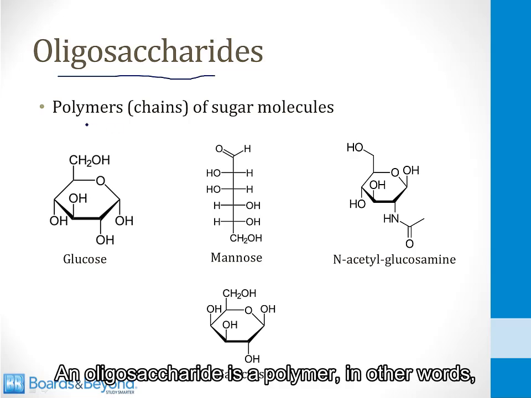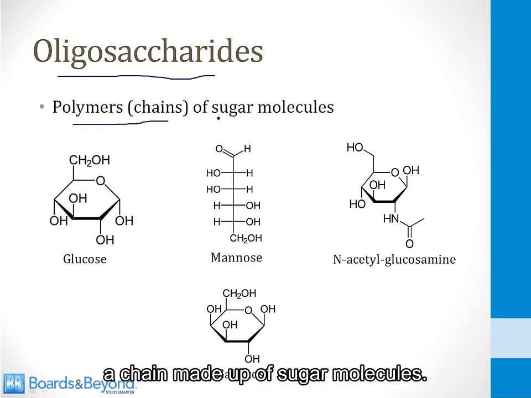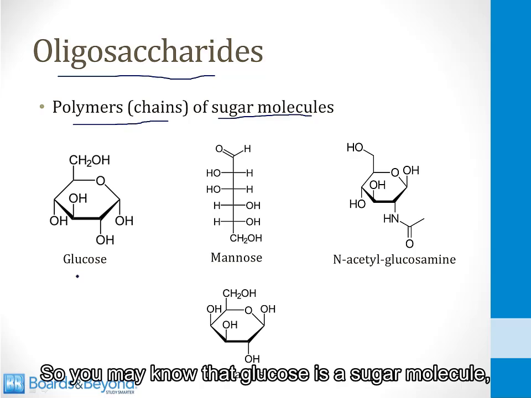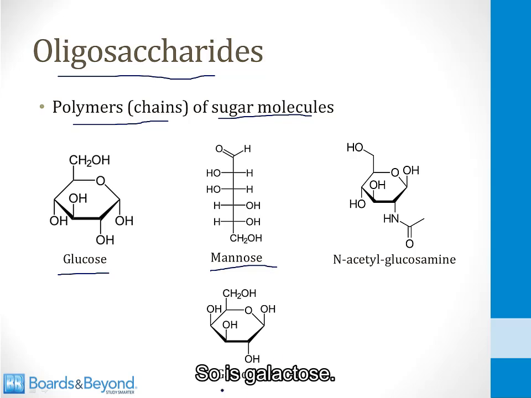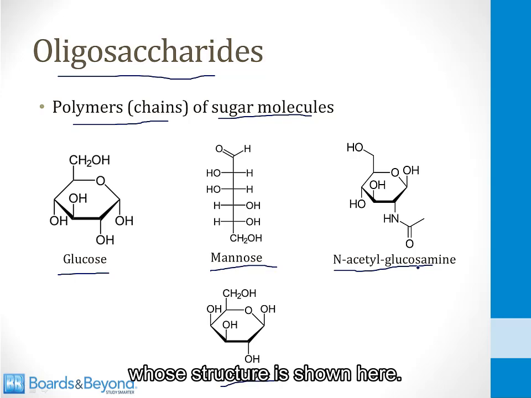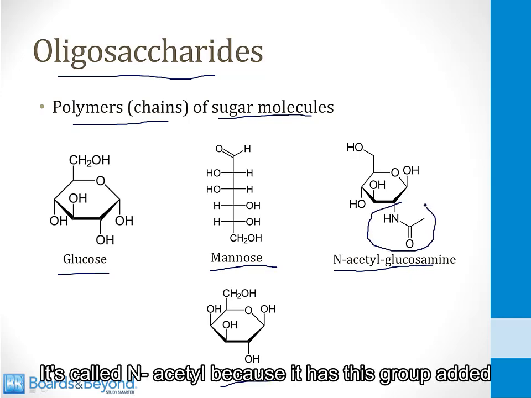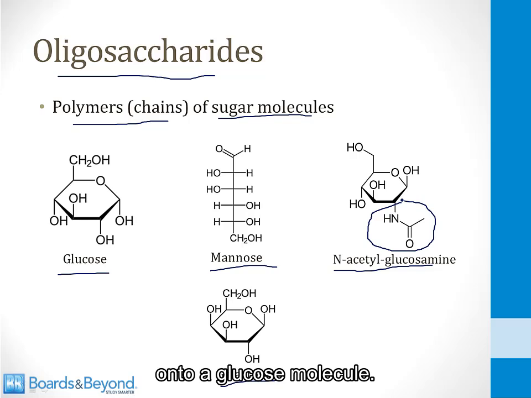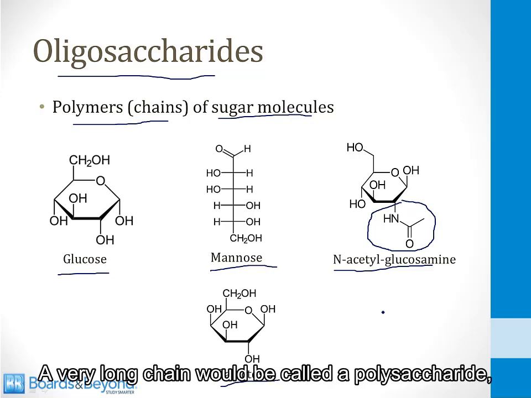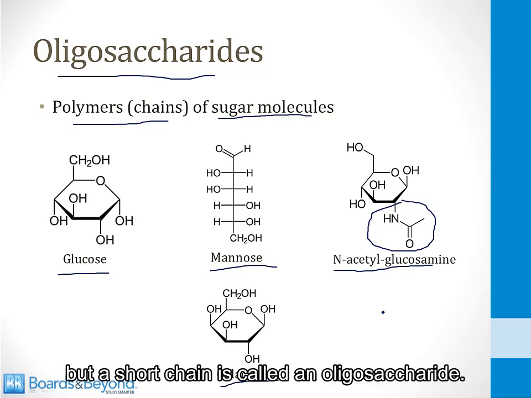An oligosaccharide is a polymer, in other words, a chain made up of sugar molecules. So you may know that glucose is a sugar molecule, but so is mannose, so is galactose, and so is N-acetylglucosamine, whose structure is shown here. It's called N-acetyl because it has this group added on to a glucose molecule. So all of these are types of sugars, and if you link them together, you can form an oligosaccharide. A very long chain would be called a polysaccharide, but a short chain is called an oligosaccharide.